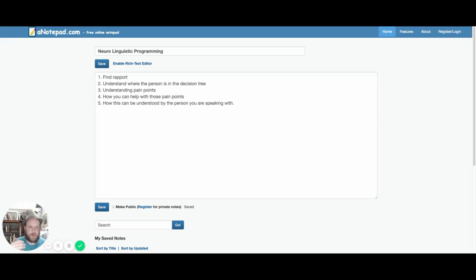So number 1 is to find rapport. Basically, find something in common with a person, something you can chit-chat about, something you can make small talk about, because people don't want to just talk to a stranger. They want to talk to somebody that they actually like. And if you find something that you can have in common with them, whatever it is, it doesn't really matter, you're going to plant a seed of, oh, I like this person. This is somebody I can spend time with.